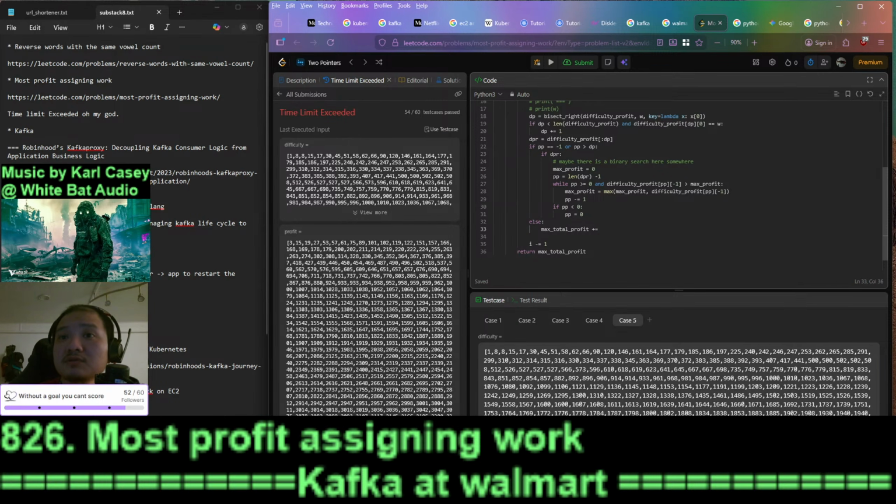So this is gonna be equal to BPR, PP minus 1, right? And if it is in this scenario, then it will be this. Plus equal to max profit. Maybe.